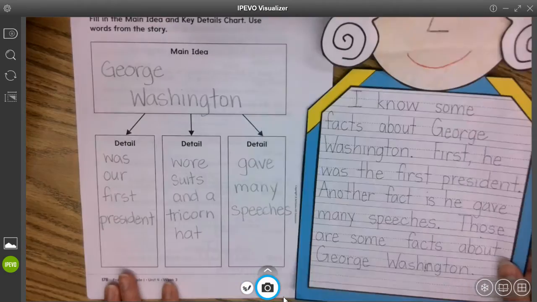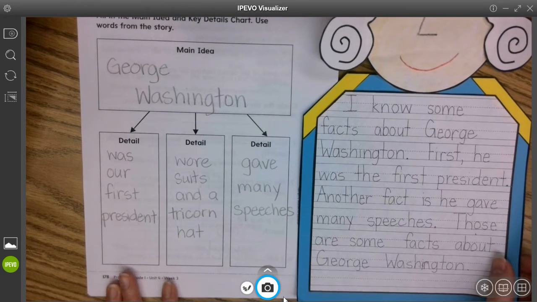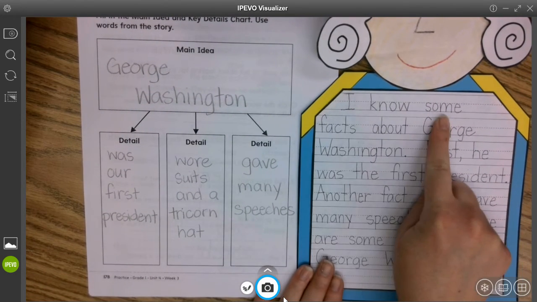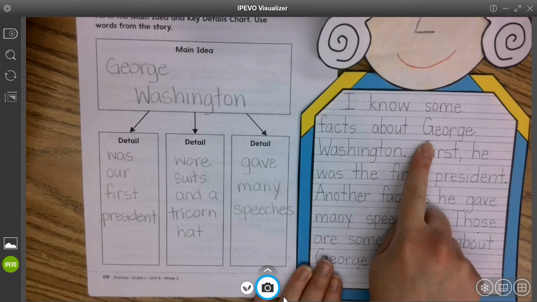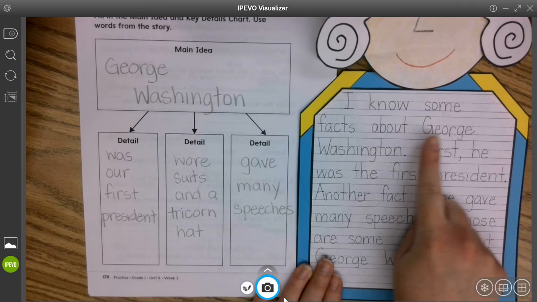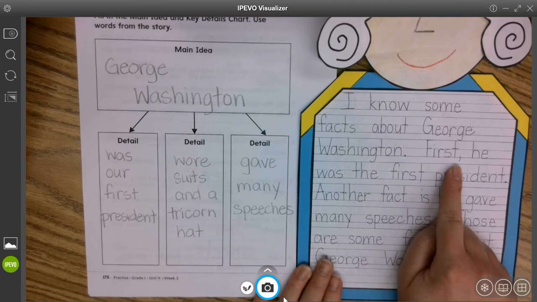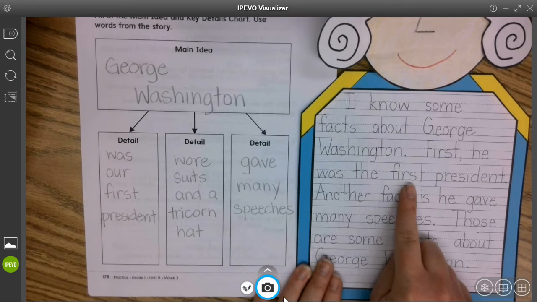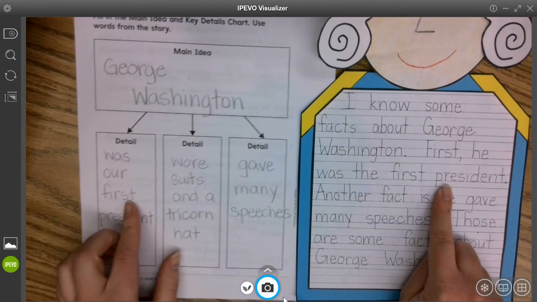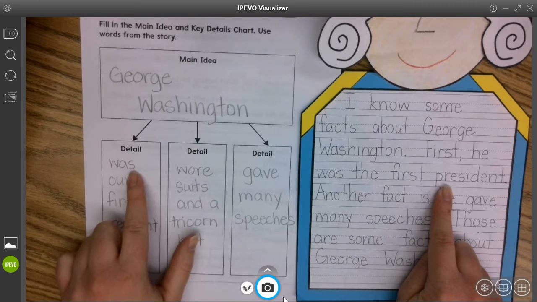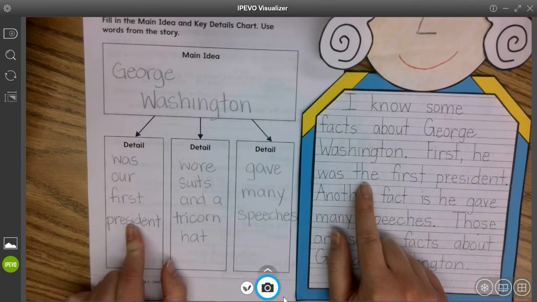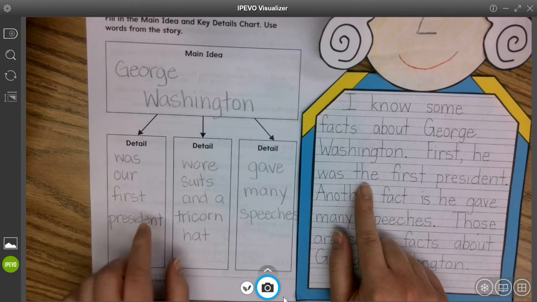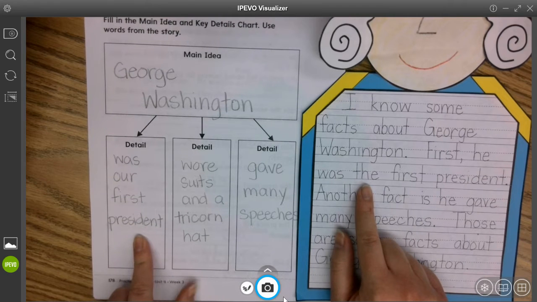So again, I'm using facts that I wrote yesterday. So I know some facts about George Washington. I ended with a period. His name is George Washington, so make sure that gets capitalized. First, comma, he was the first president. Okay, so George Washington was our first president. I ended up writing the first president. But either way, that's the fact I'm sharing, and I pulled it from my notes.